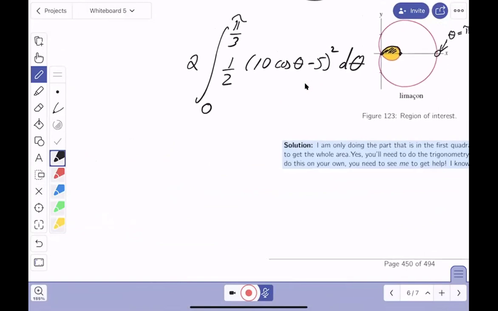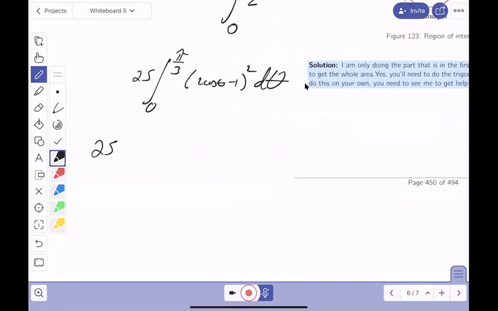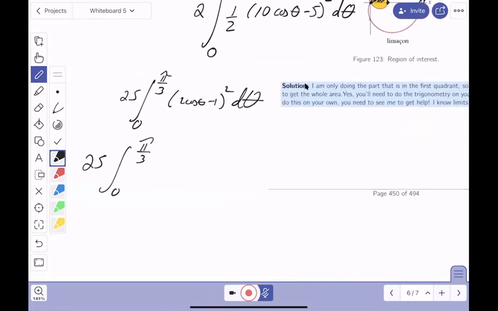So what do you get over there? I'm going to maybe do arithmetic for you. Let me sum pi over 3. This could be frustrating for you, but 2 times half is 1. I'm going to factor out a 5, which would be 25. Then you'd be left with 2 cosine theta minus 1 squared d theta. You're going to get 25, 0 to pi over 3, that would be 4 cosine squared theta minus 4 cosine theta plus 1 d theta.